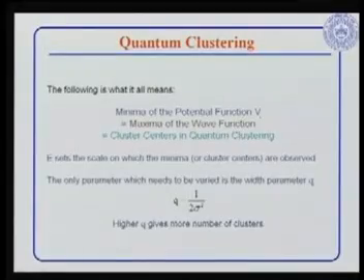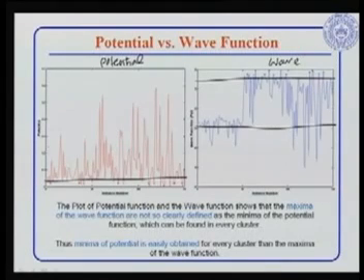So, in essence what I said is that minima of the potential function V is the same as maxima of the wave function, and based on that, cluster centers are decided in quantum clustering using the minima of the potential function. E sets the scale on which the minima or the cluster centers are observed. So, that threshold, where should I put the threshold, is selected by E. By that you see what we did earlier conceptually, where do I put this threshold, here or here.